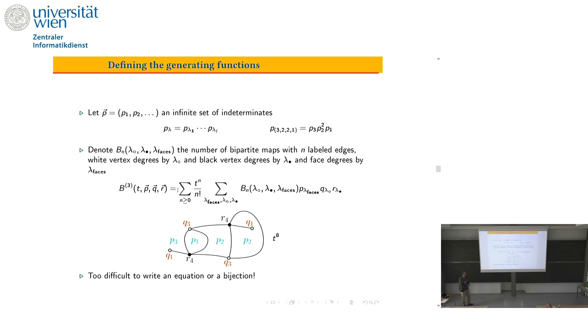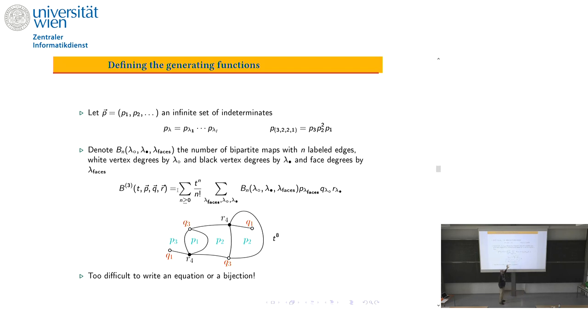And now I will form a generating function by resorting to an infinite set of indeterminates, the p_i's, and if I have a partition lambda, I call p_lambda the product of the p_lambda_i's over all the parts of lambda. Like p for the partition 3, 2, 2, 1 is p3 times p2 squared, because there are two twos, times p1. Okay, and then I denote B_n of those three partitions the number of bipartite maps with n labeled edges, white vertex degrees encoded by lambda white, black vertex degrees encoded in lambda black, and face degrees by lambda faces. And I write this big generating series where I need three types of indeterminates because I have three partitions. So I have the p's, I have the q's, I have the r's.